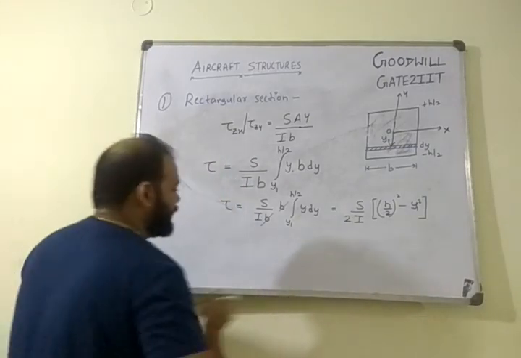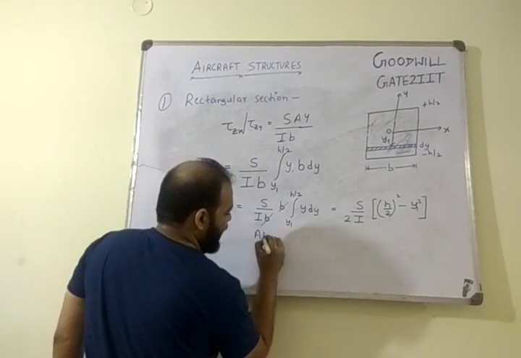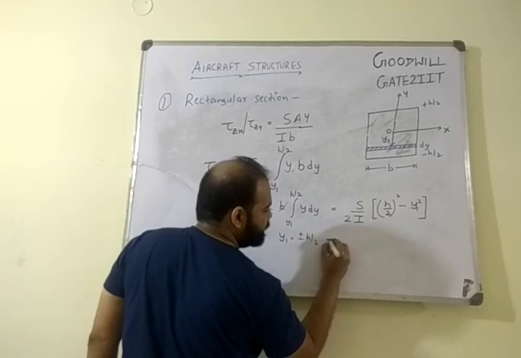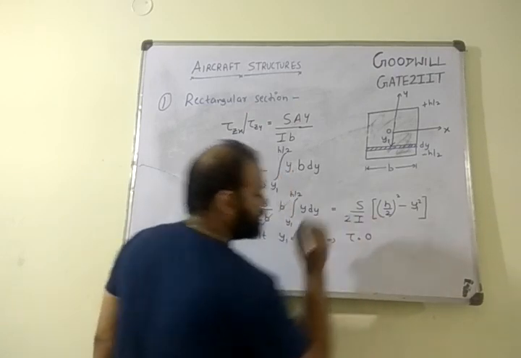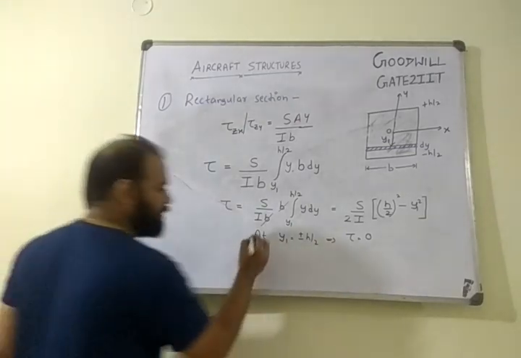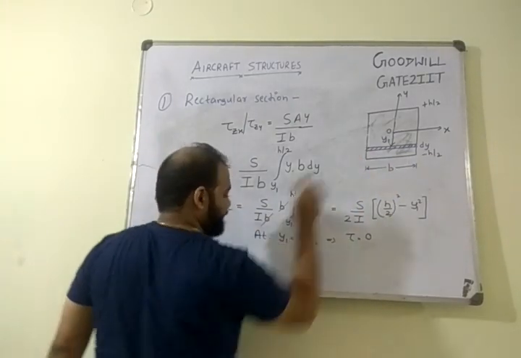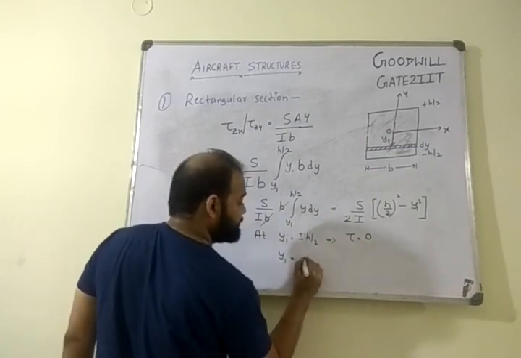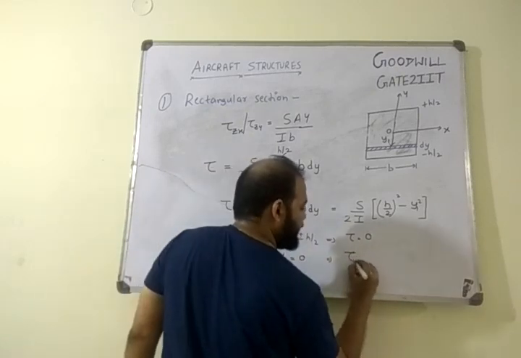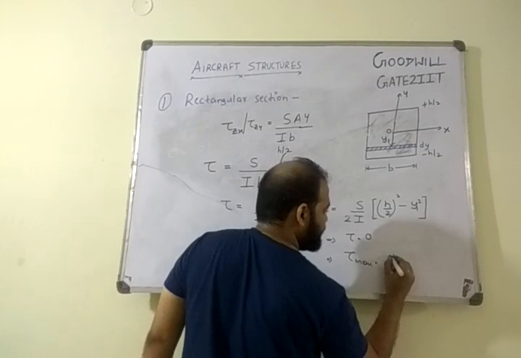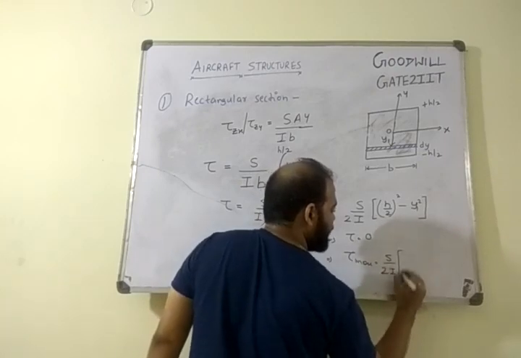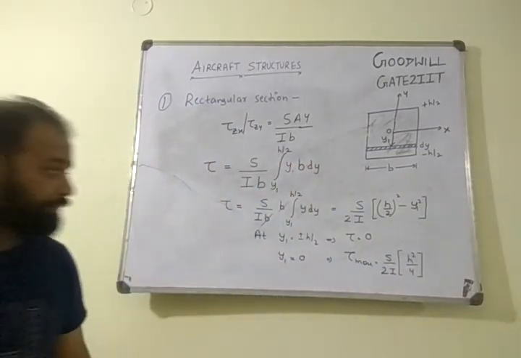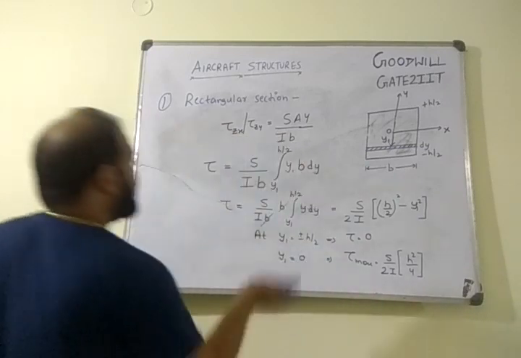So I'll formulate what I'll do. At y1 equals to plus minus h by 2, we got tau as 0. So there are no shear stresses present when you are at the outer fibers. Similarly, if your y1 is equal to 0, you are getting tau max as, now we substitute this, S divided by 2I into h square by 4. Just substituted y1 as 0. I hope it is clear to everyone, and I'll try to move forward.